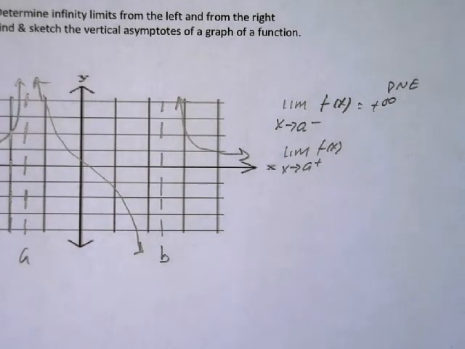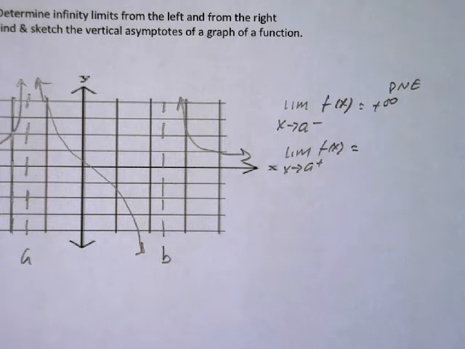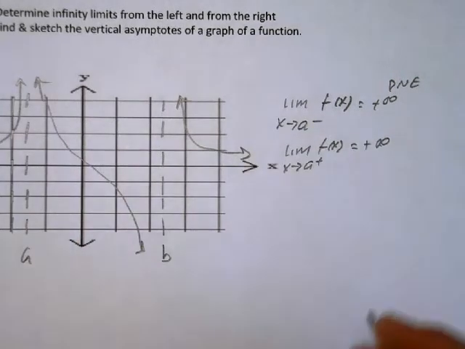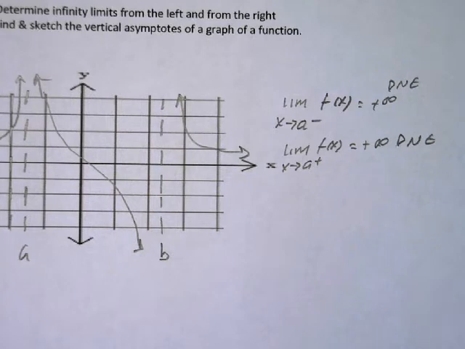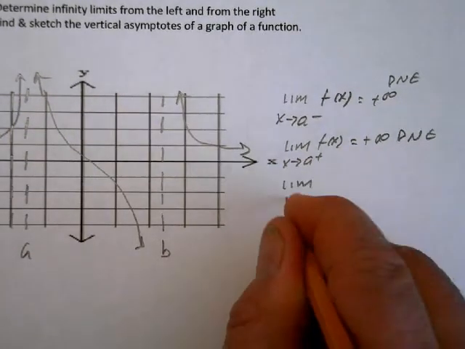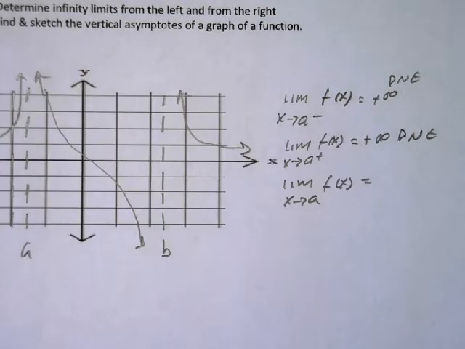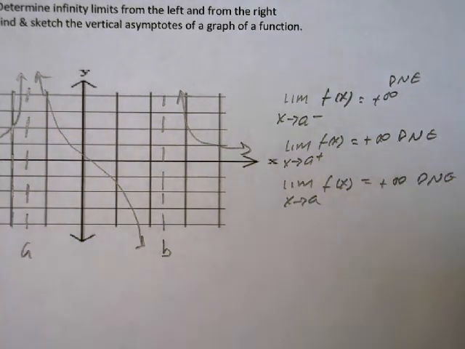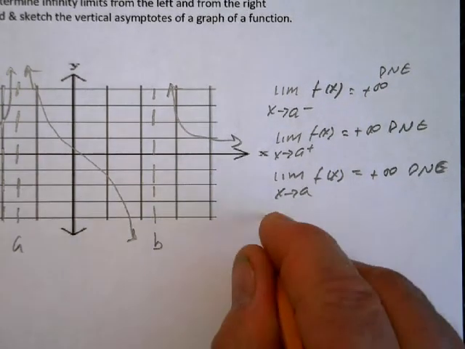So the limit as x approaches A from the right of f of x. So this time, I'm coming from the right. That's also going to be positive infinity, as we just talked about, does not exist. Now, the limit as x approaches A of f of x. Now remember, this has to be the same thing on both sides, like we talked about in 1.4. This is positive infinity, but we're going to say it does not exist because, well, we don't know what it is.